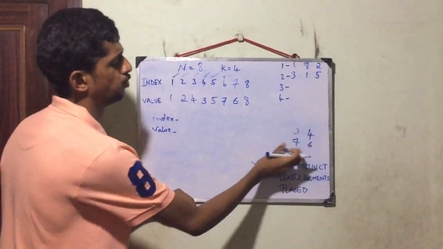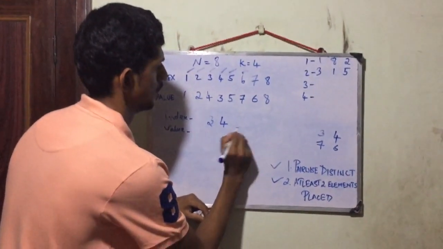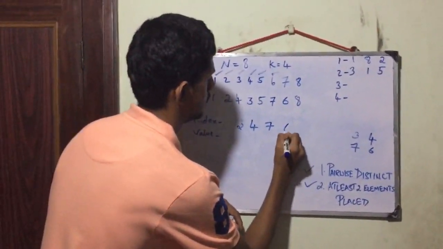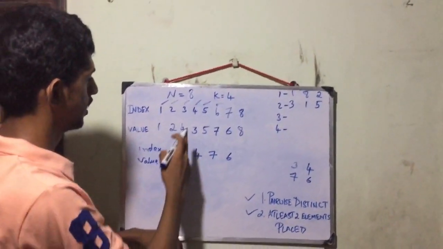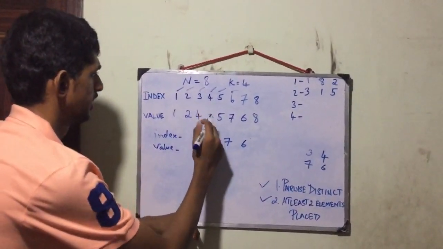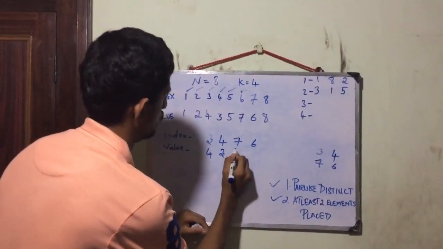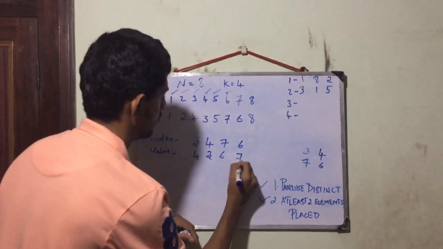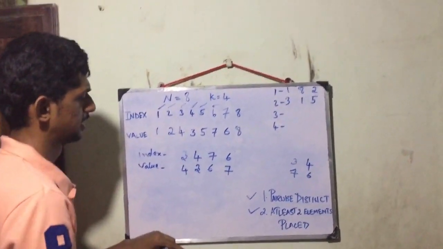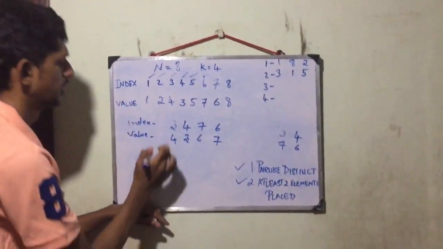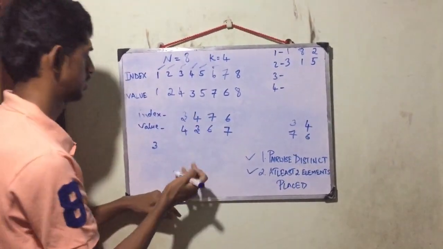You can write these 3, 4, 7, 6 in any order. 3, 4, 7, 6. In the 3rd index you have value 4. In the 4th index you have value 3. In the 7th index you have value 6. In the 6th index you have value 7. Similarly, I'm choosing the first index 3, and then you have value 4 in it. This 4 has to go to the 4th index, that is 4.